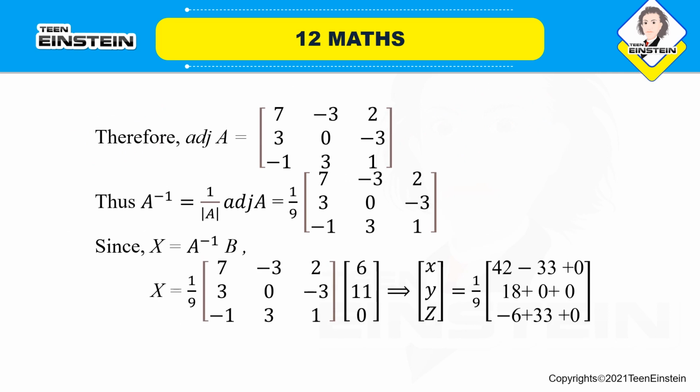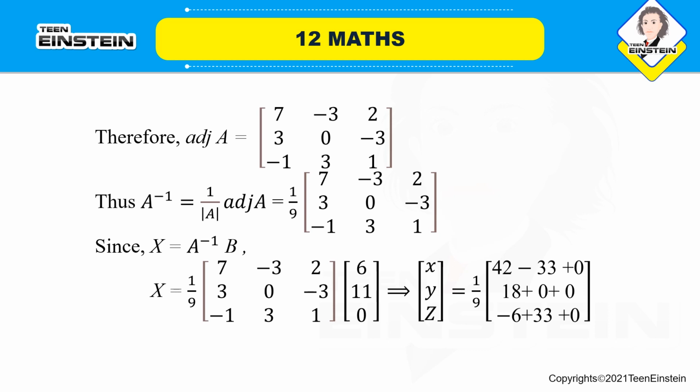Therefore, adjoint A is the transpose of the cofactor matrix. So this is A11, A12, A13: 7, 3, minus 1, minus 3, 0, 3, 2, minus 3. Therefore, A inverse is, what is the formula for finding A inverse? A inverse equal to 1 by determinant A into adjoint A. What is determinant A? We have calculated 9. So substitute here 1 by 9 into adjoint A. Adjoint A is 7, minus 3, 2, 3, 0, minus 3, minus 1, 3.